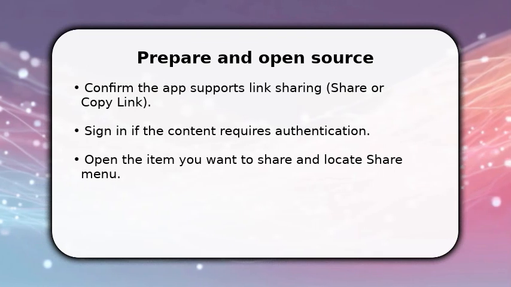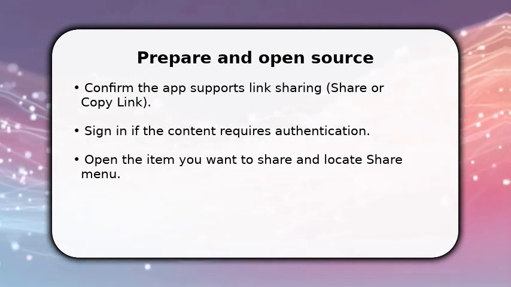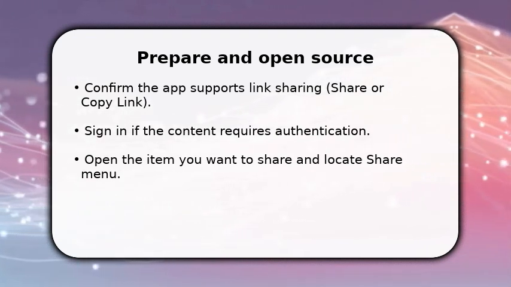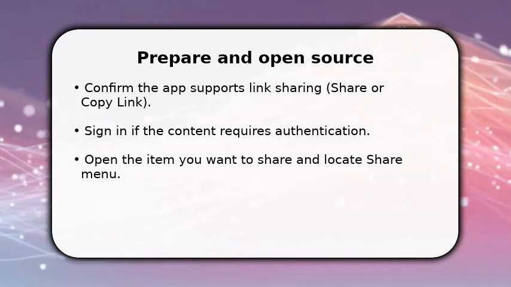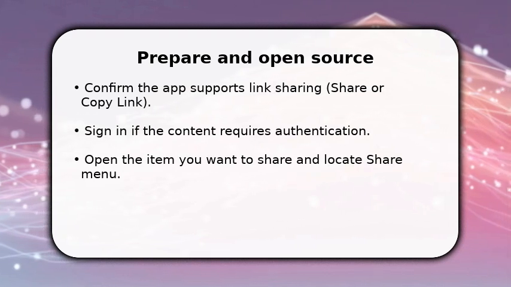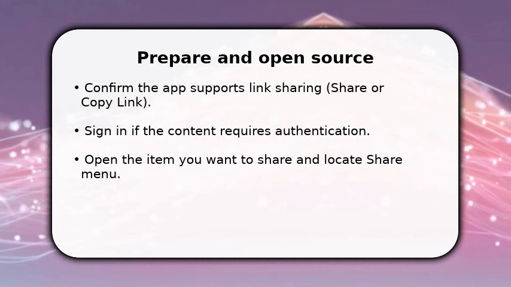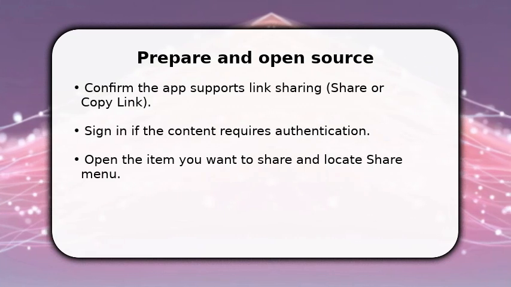You'll start by verifying that the content can produce a shareable link. Open the app or file and sign in if needed. This prevents permission blocks later. Once you see the share or copy link option, tap it immediately. If there's an option to set link visibility, choose Anyone with Link to avoid access errors. Copy the link to your clipboard so it's ready for paste. Make sure notifications won't interrupt the next steps.